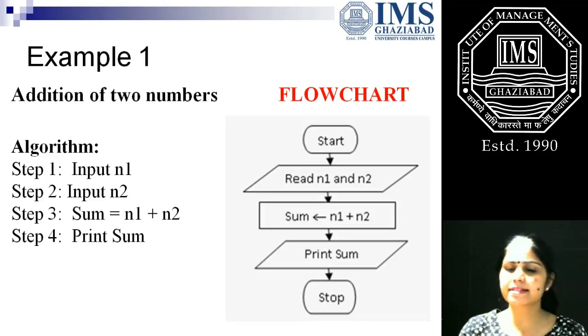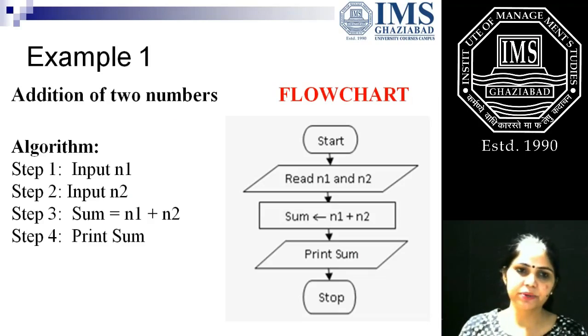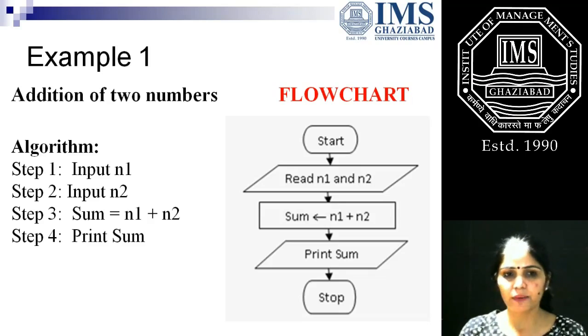We have a basic simple flowchart based on the addition of two numbers. Here we have written an algorithm as well as designed a flowchart. In the algorithm, we have step 1 as input n1, step 2 as input n2. Now in step 3, sum is equal to n1 plus n2. That means now n1 and n2 are added, and the result is stored in sum. And finally, we would be printing the sum value.